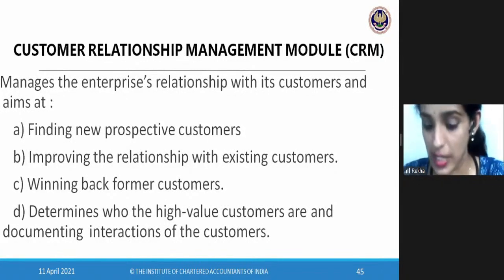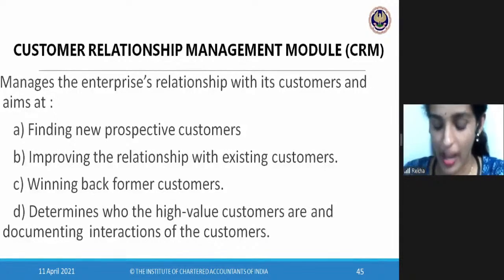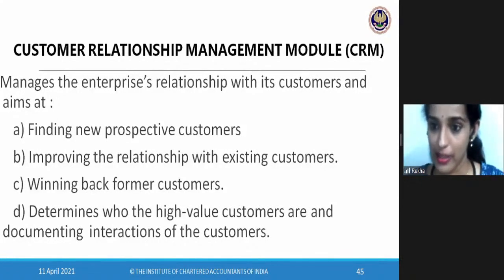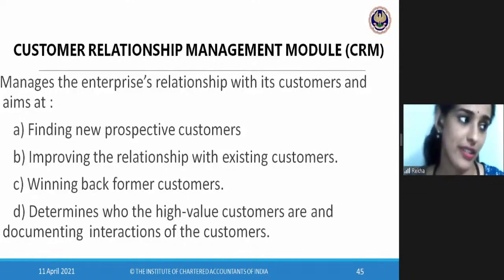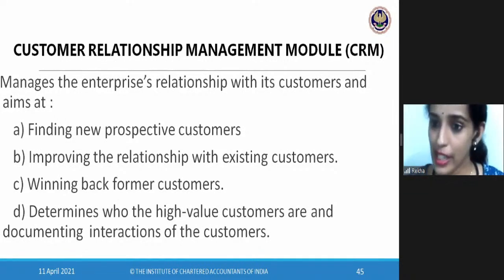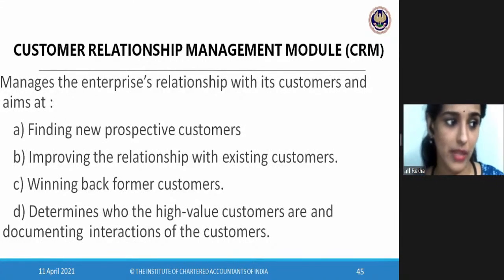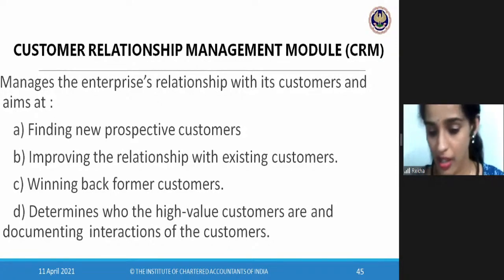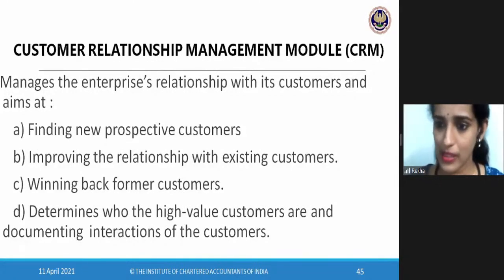Now the next is the customer relationship module. Have you seen how certain restaurants, once you visit, ask for your birthday, marriage anniversary, and other personal details? Have you seen this especially with barbecue restaurants? It's a normal practice.